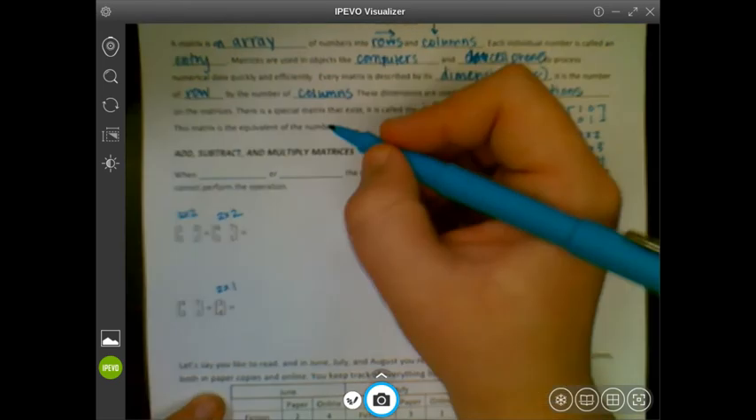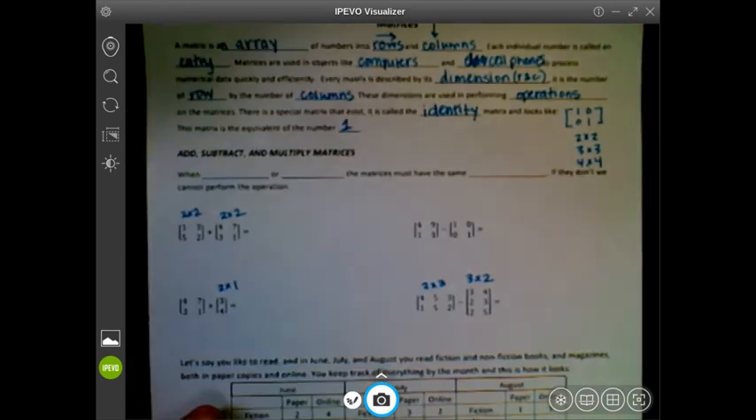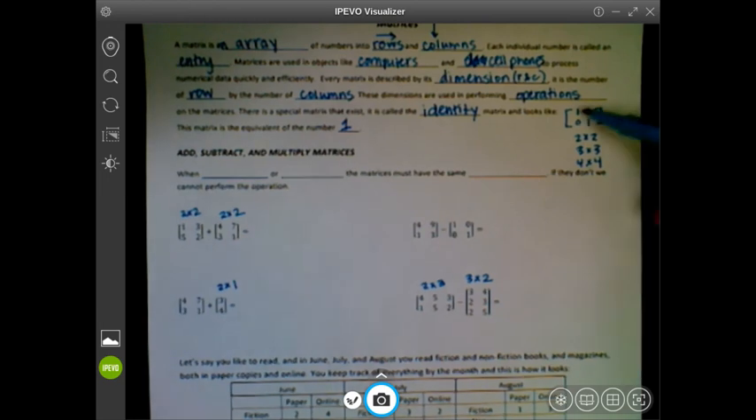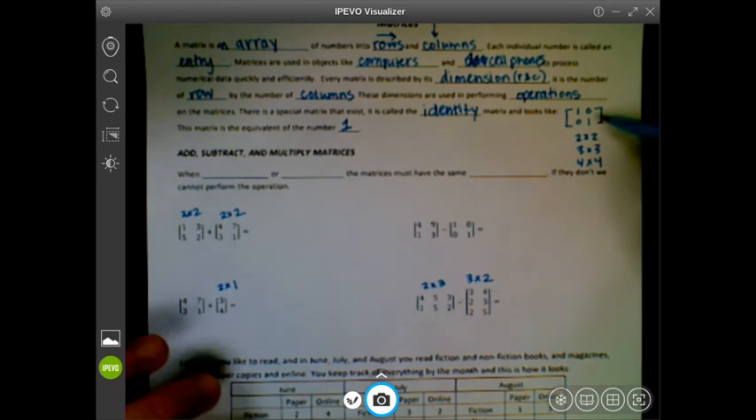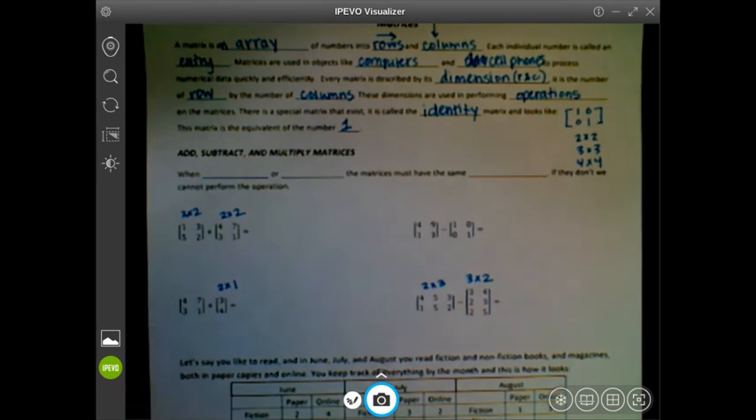By the way, an identity is equivalent to the number 1. For example, if you do 10 times 1, you're just going to get 10. Or if you do 10 divided by 1, you're just going to get 10, right? It doesn't actually change the value. And so this matrix here is not going to change the value of any matrices that you're working with as well. So this is like the one version.